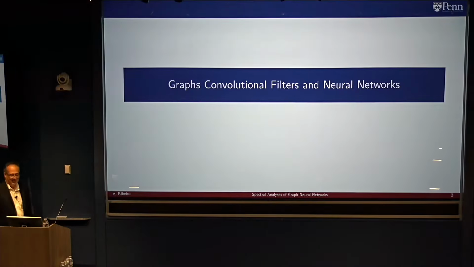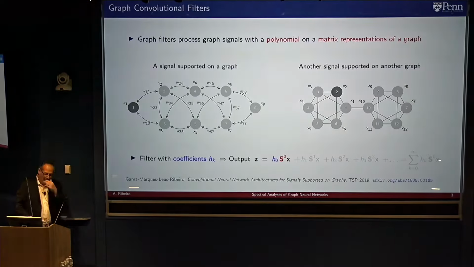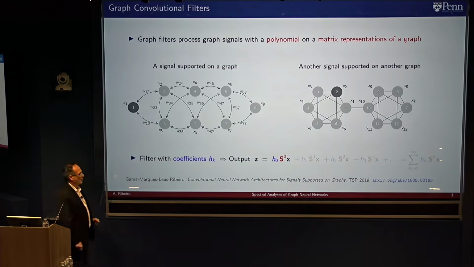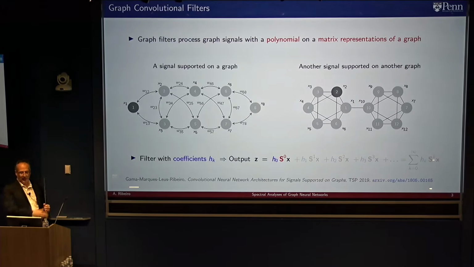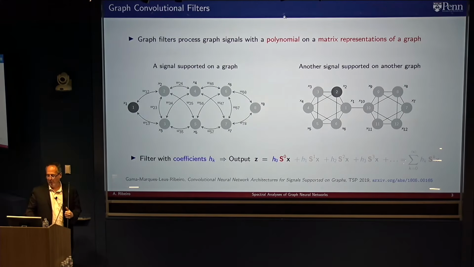So let's talk about spectral properties of graph neural networks. Let me begin by introducing graph convolutional filters and neural networks, which I think typically we make more difficult than they actually are. The idea of a graph convolutional filter is that you are going to process your information with a polynomial on a matrix representation of the graph. Okay, you can think of the adjacency, Laplacian, normalized adjacencies here.